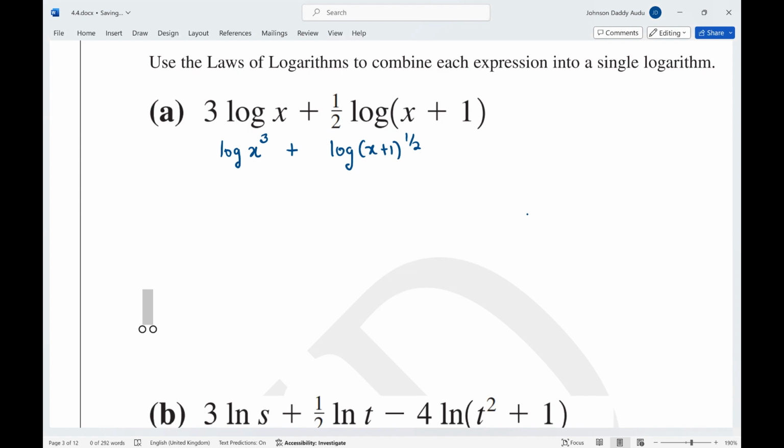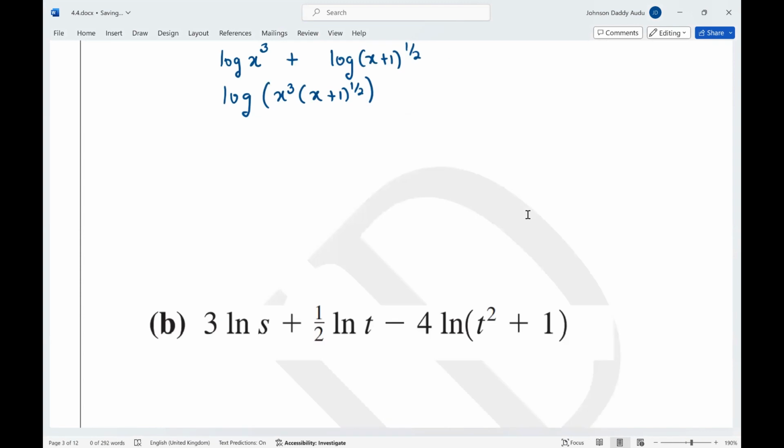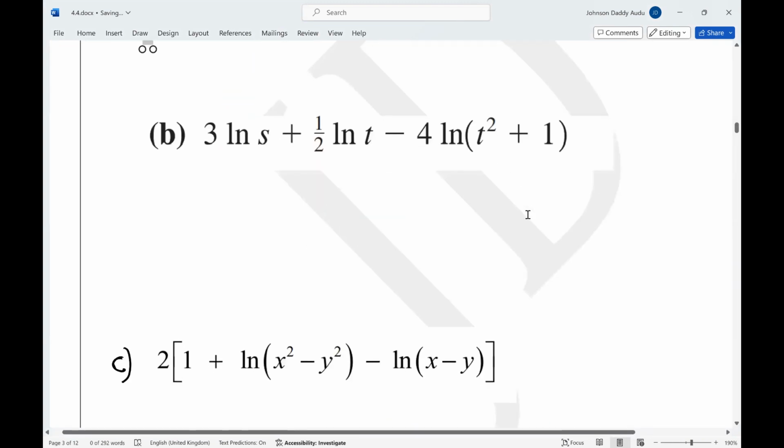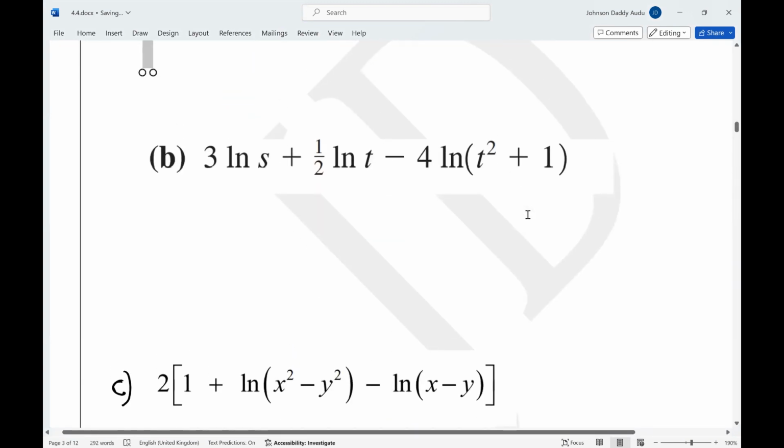But remember, our goal here is to combine. So it means we want to write it as a single logarithm. So you can see that this we can just write as log x to power 3 multiplied by x half, right? So this is already a combined form, and we can just leave it this way. So this you can see now is one term. So for this also, we see we have how many terms? We have 3 terms.